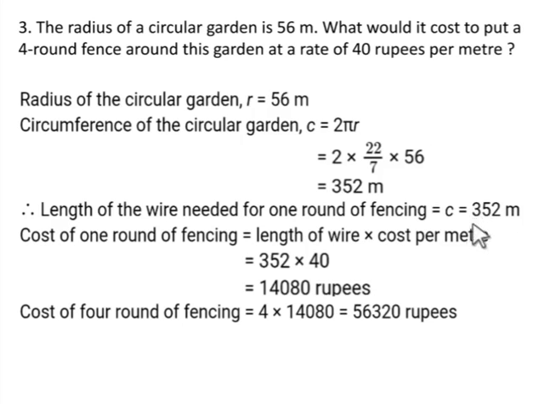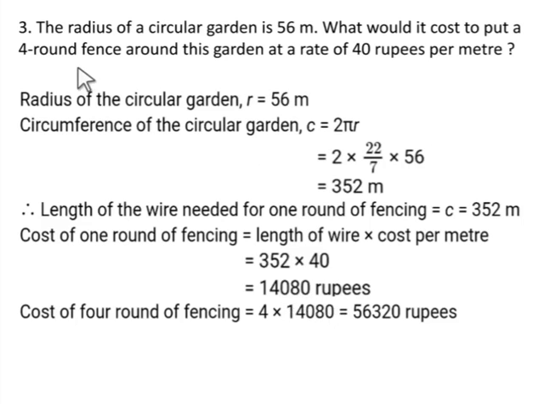Now we will find the cost of one round fencing. That is length of the wire multiplied by cost per meter. So we will multiply 352 with 40. We will get 14,080 rupees. This is the cost of one round fencing.